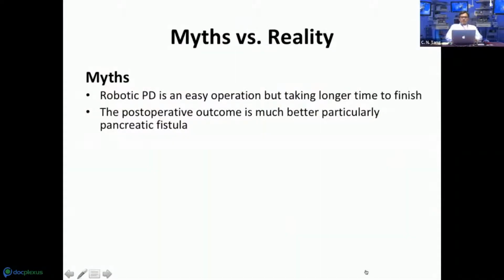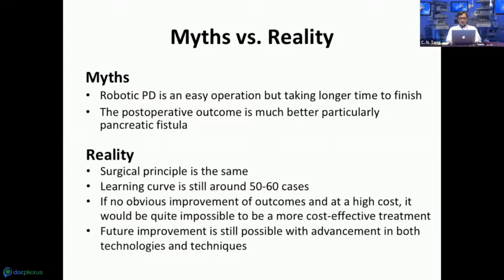There are myths versus reality for robotic pancreatectomy, and particularly for robotic PD. And the myths are: robotic PD is an easy operation, but takes longer time to finish. The postoperative outcome is much better, particularly for pancreatic cancer. I think there's no proven evidence that this approach is much better than laparoscopy in terms of conversion rate, and also in terms of the operative time. And probably, I think I can do a faster robotic Whipple than open Whipple nowadays.